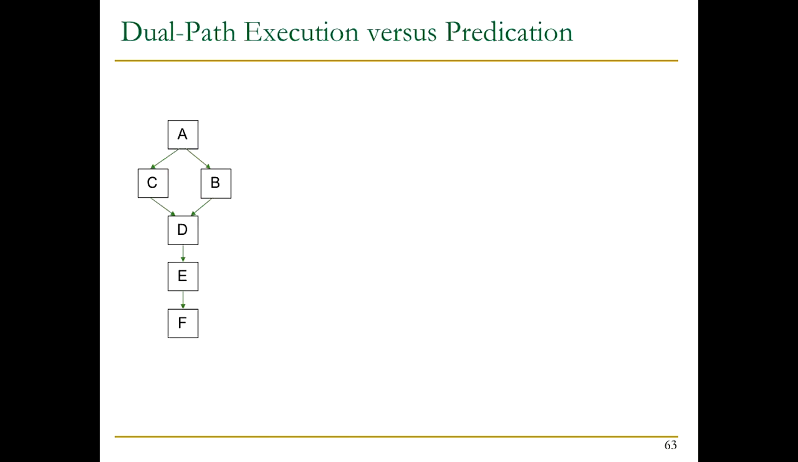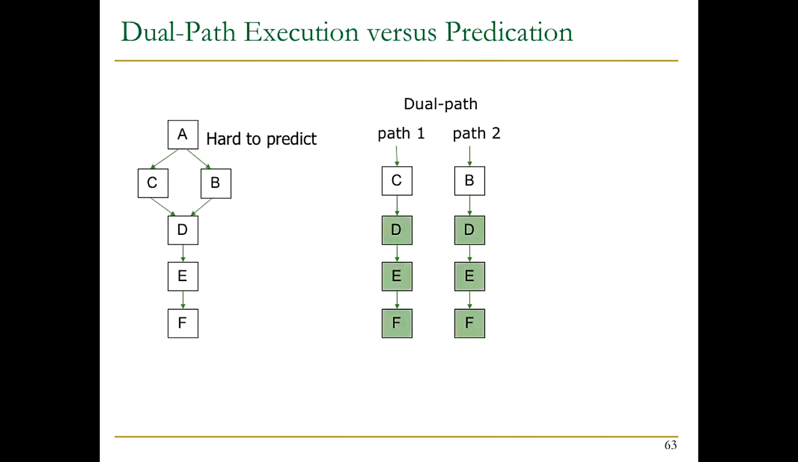So let's look at dual path execution. You follow only two paths. So you can restrict this by saying, I follow only two paths, and I'm not going to create new paths. So this is hard to predict. Dual path execution basically starts two paths and follows them. Clearly, there's some wasted work, even though instructions may be a little bit different because the data dependencies are different over here. Independent instructions are executed multiple times in this case, right?